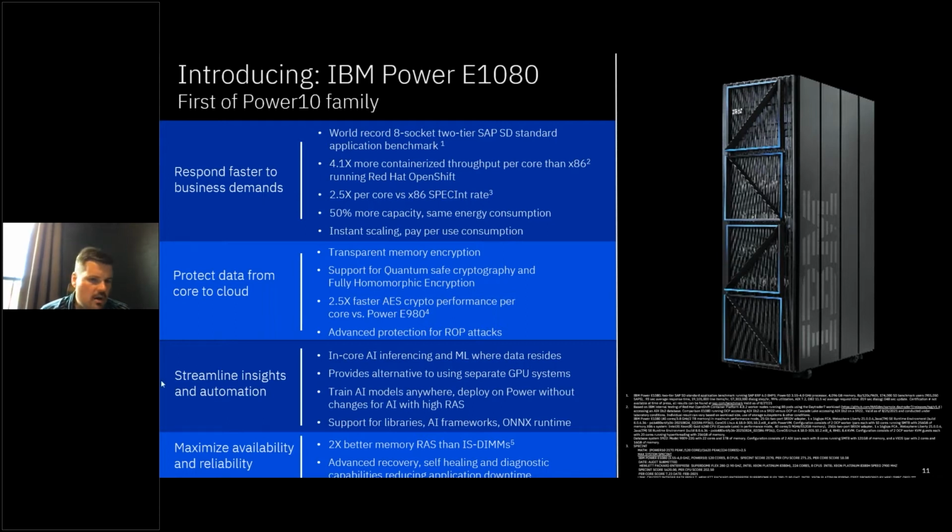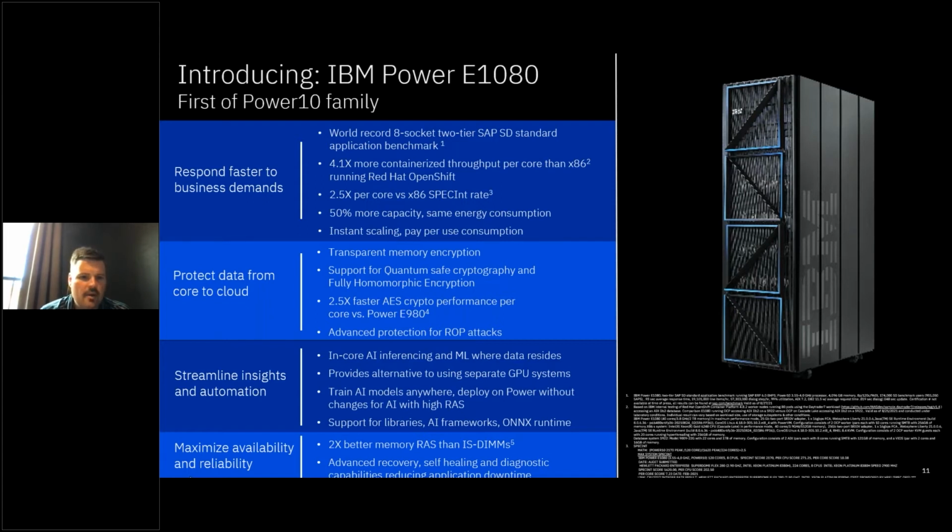We know the world is modernizing, and we're very forward thinking in this space and bringing a lot of great solutions to simplify and automate the deployment of containerized workloads. But we really put a lot of performance capabilities around the Power10 processor. And we want the E1080 to be the world's greatest platform for deploying OpenShift-based environments for modern containerized applications. And so we're actually delivering over 4.1 times more containerized throughput per core than that of x86.